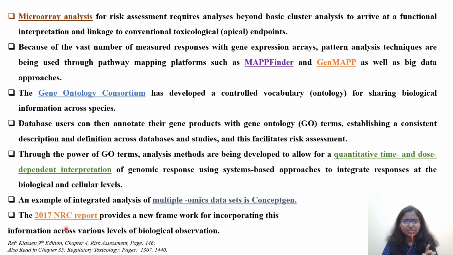And the 2017 NRC report provides a new framework for incorporating this information, the results we are getting from DNA microarray, such kinds of assays, across various levels of biological observation. In this particular 2017 NRC report, the application of omics will be discussed in detail.